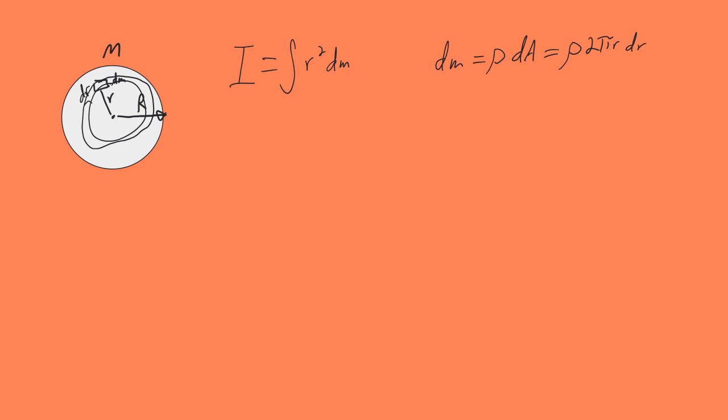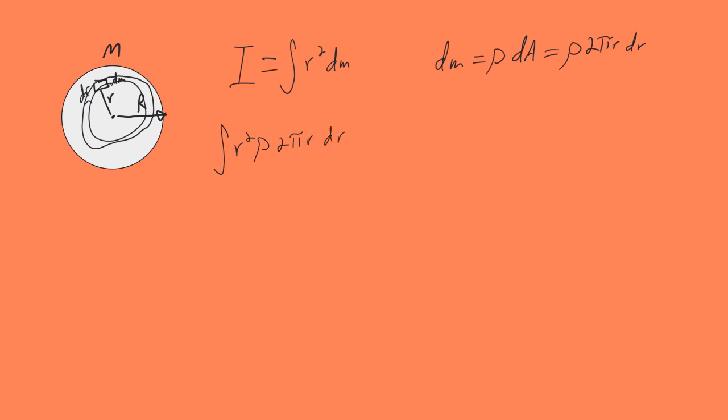And so the area of that ring is the 2 pi r, that circumference again, multiplied by my tiny radius dr. And so now I can substitute this back into my equation. So I get the integral of radius squared, and then I have rho 2 pi r dr.